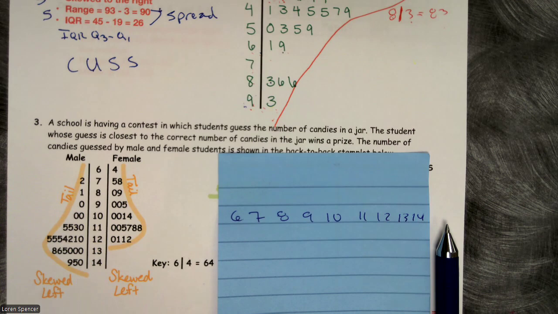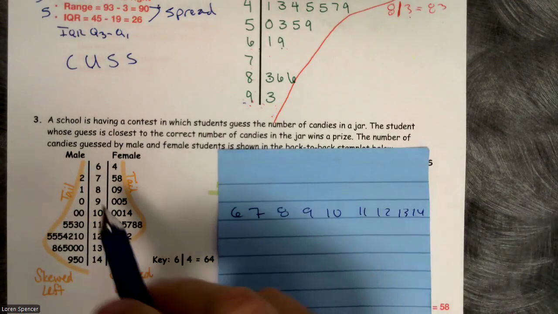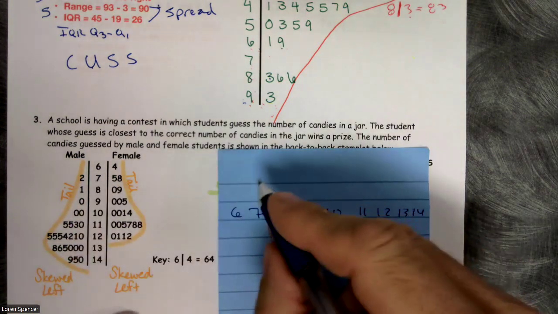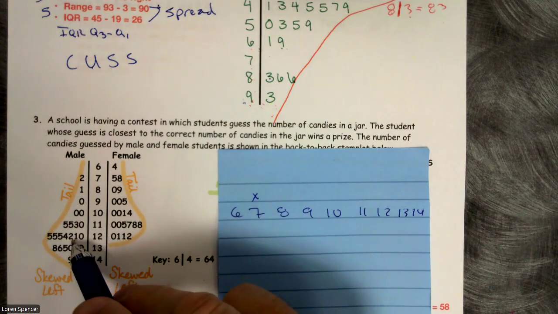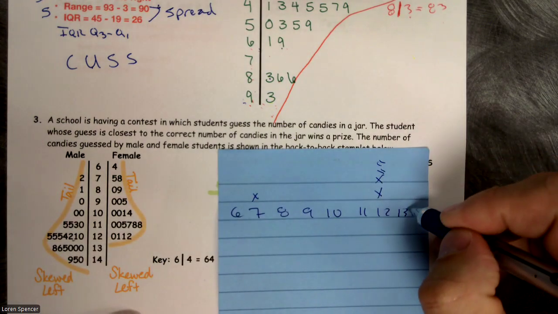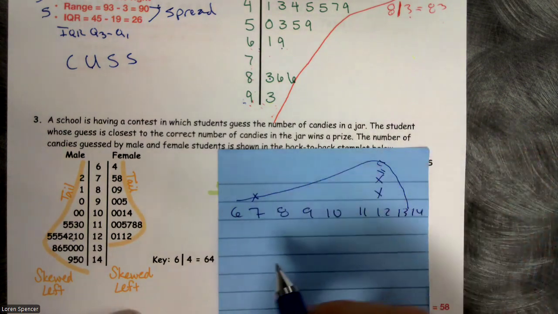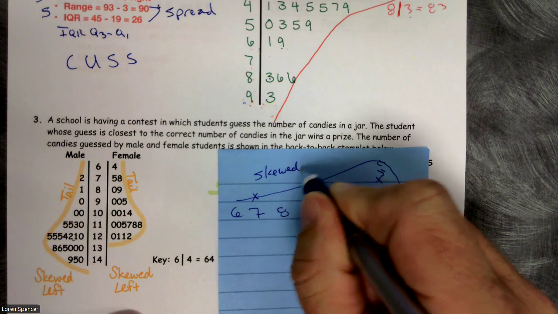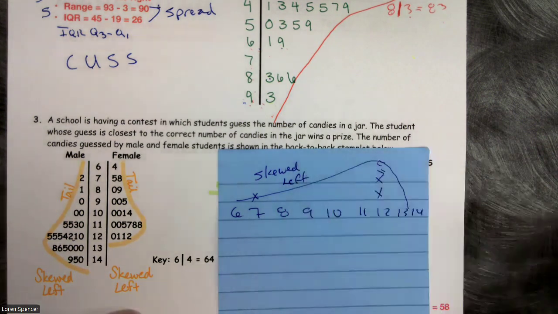Anyway, so I look at the males. I'm going to do the males first, and I'm like, oh, we don't have anything at 6, but at 7, we have one value, and then I have a bunch at 12. Like, oh, that means it's going to be this way. Well, I can look at that and go, it's skewed left. So take a moment and draw that out.